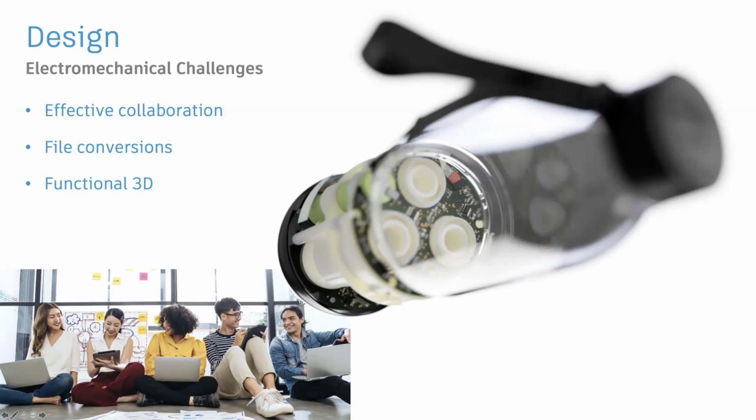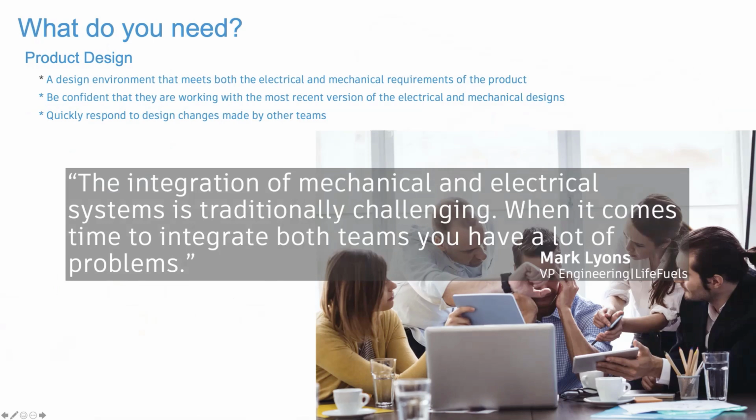So what is it we need? According to the VP of LifeFuels, he stated, the interaction of mechanical and electrical systems is traditionally challenging. When it comes time to integrate, both teams have a lot of problems. So what is it that you need? What do we require? We need a design environment that meets both the electrical and the mechanical requirements of the design of any product. We need to be confident that we're always working with the most recent version of the electrical and the mechanical aspects of our design, and quickly respond to design changes.